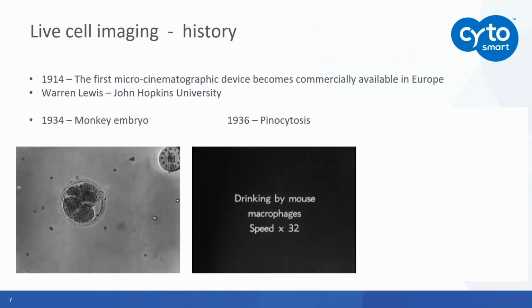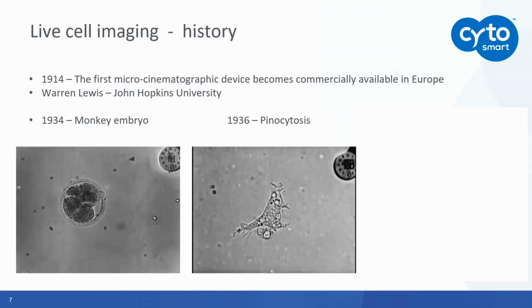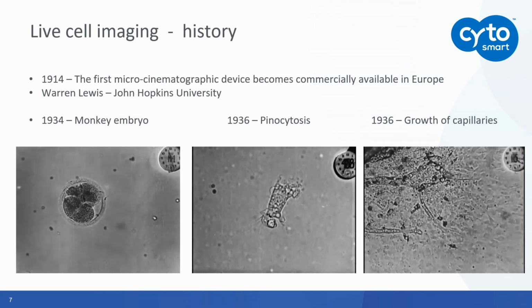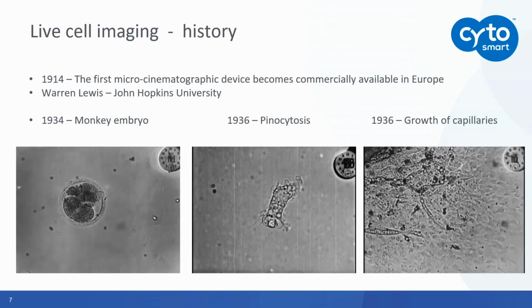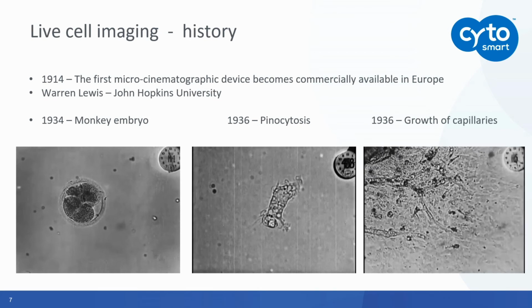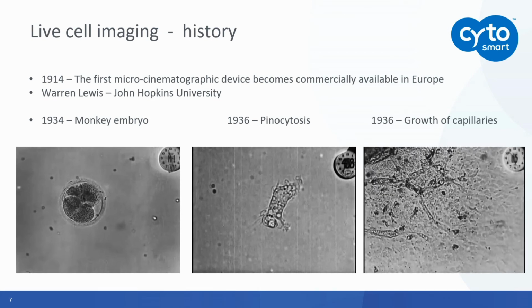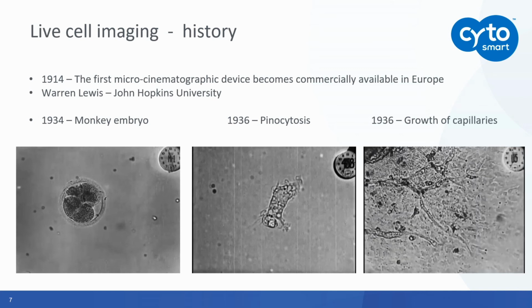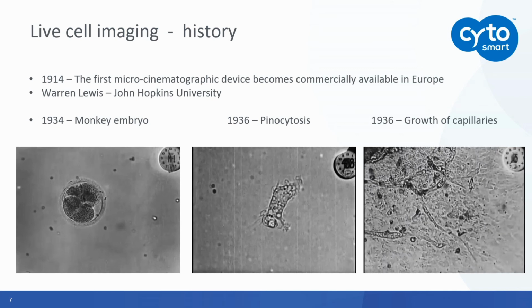Here he made a movie about drinking of mouse macrophages. What you see is that they really have those kind of tentacles, which go out of the cell and then go back in to get all the water back. And in 1936, he also made a movie about the growth of blood vessels. What you see here is that the lines inside the tissue are moving to the right, so they are making a new blood vessel network.